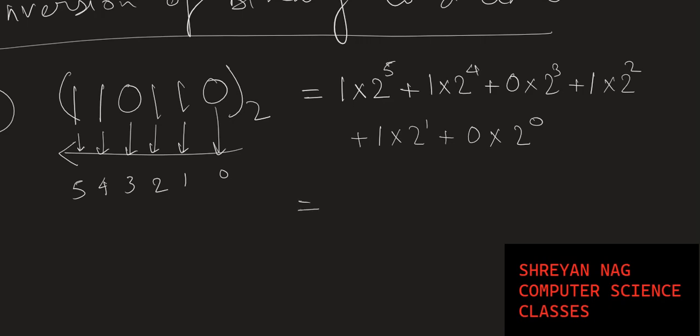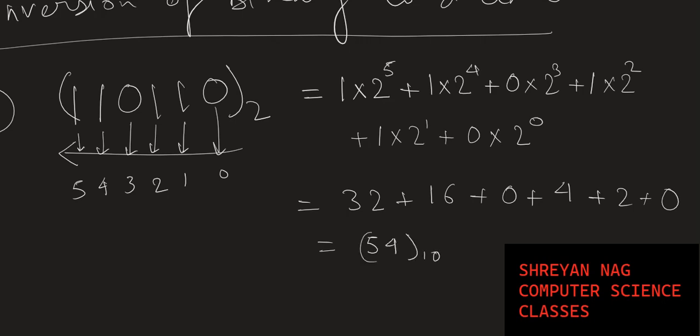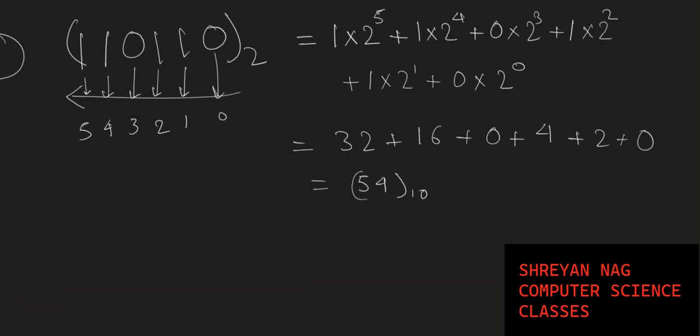So 1 into 2 to the power of 5 is 32. 2 to the power of 4 is 16, and 16 times 1 is 16. Anything multiplied by 0 is 0. 2 to the power of 2 is 4, 4 times 1 is 4. 2 to the power of 1 is 2, so 2 times 1 is 2. And anything multiplied by 0 is 0. So ultimately, if you add up all this, what are you getting? 32 plus 16 is 48, 48 plus 4 is 52, 52 plus 2 is 54. Base 10. Okay. Let us take another example.